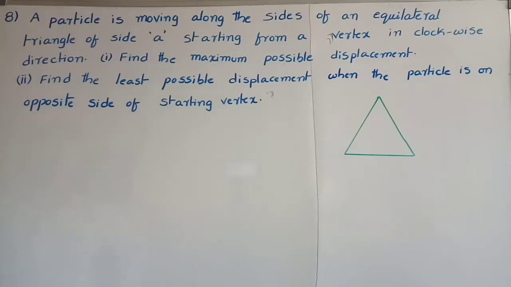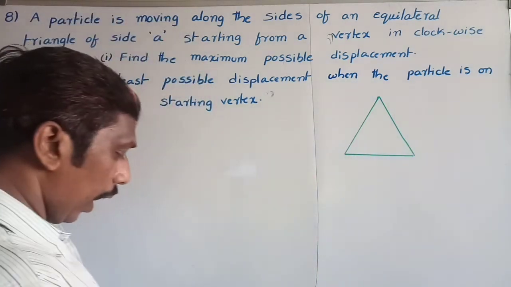Eighth problem. A particle is moving along the sides of an equilateral triangle of side A, starting from a vertex in clockwise direction. Find the maximum possible displacement. Second bit. Find the least possible displacement when the particle is on the opposite side of the starting vertex. Assume this is an equilateral triangle.